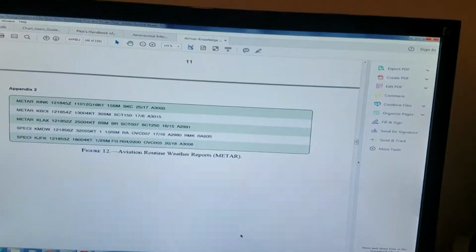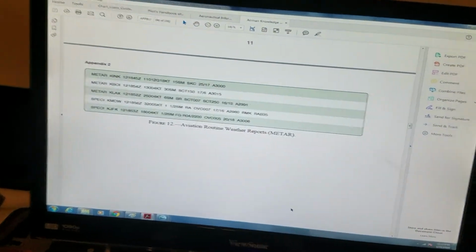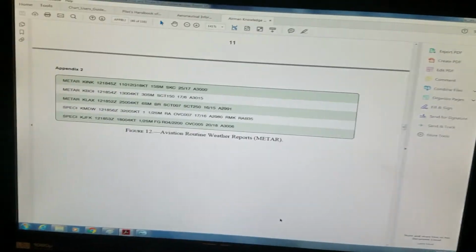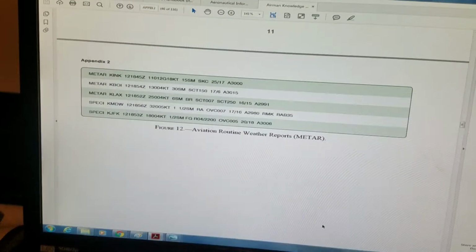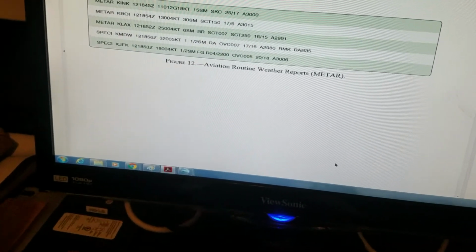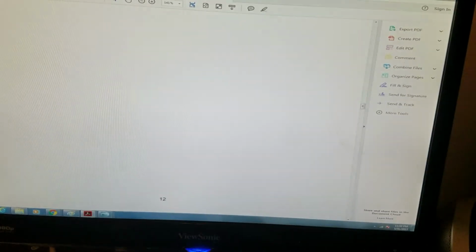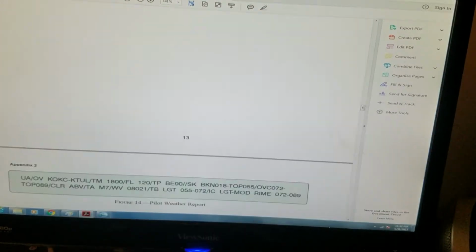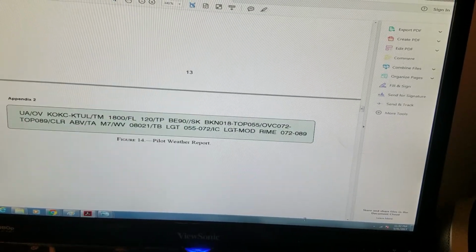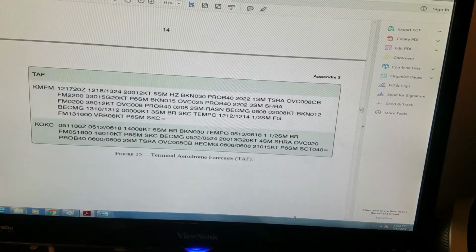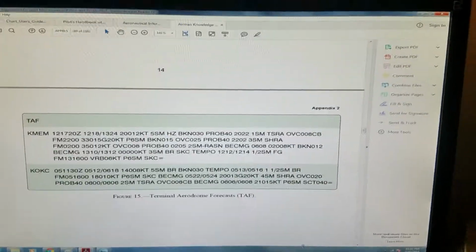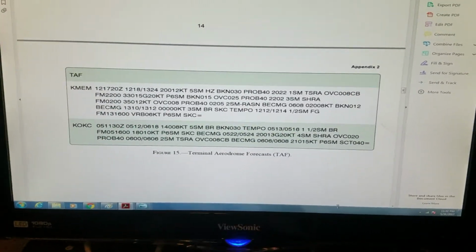And look at this, I'm going to bring you up to the weather report. See, on this weather report, this is a METAR. I'm going to go through one by one and break this down for you to understand the METAR weather report. And then there is also the second weather report called TAF, Terminal Aerodrome Forecast. That's the TAF. So I'm going to break that down also.